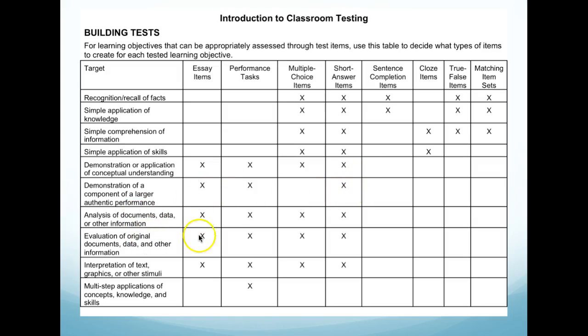So this gives you a way to look at the kind of assessment you're looking for. What do you want them to be able to do? Like multi-step applications of concepts, knowledge, and skills, culminating performance tests. That's what you just did in Module 9. So this just gives you an overview, and when you're building your tests, please keep in mind why you're asking for this type of assessment.